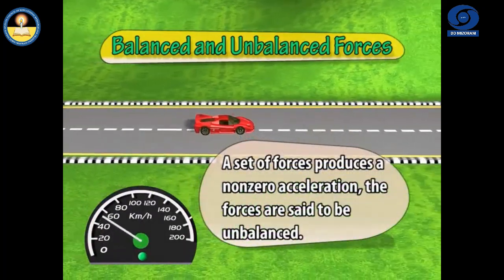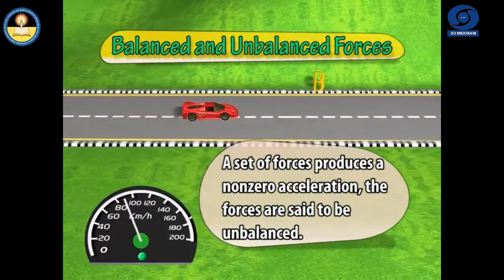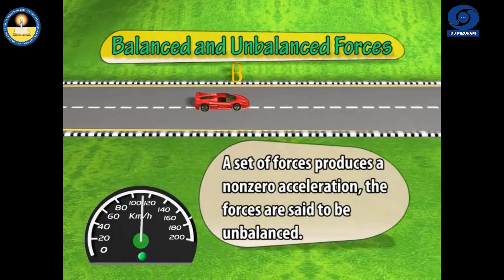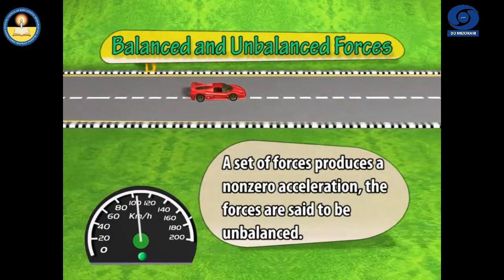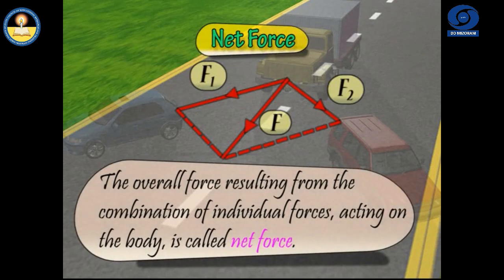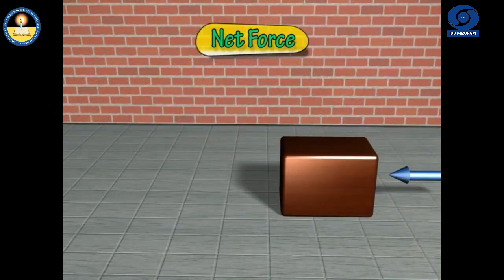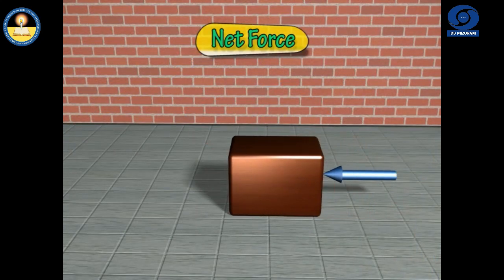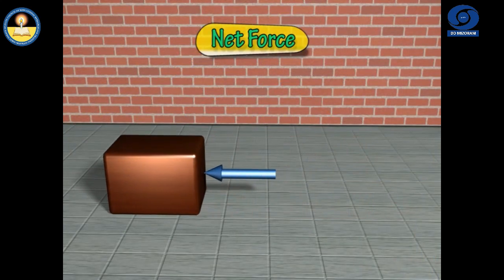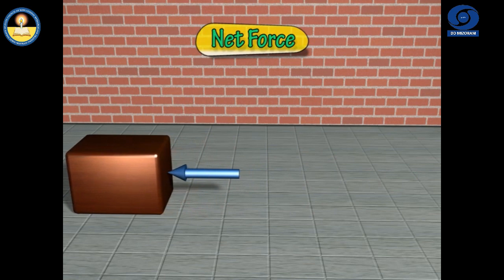And if a set of forces produces a non-zero acceleration, the forces are said to be unbalanced. The overall force resulting from a combination of individual forces acting on the body is called net force. When a non-zero net force acts on a body, the body accelerates in the direction of the net force.